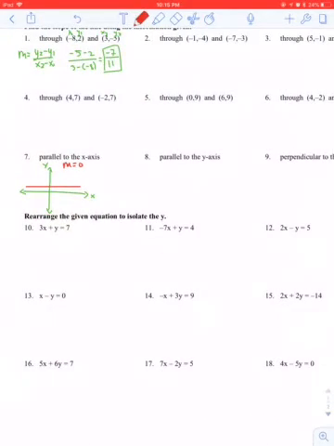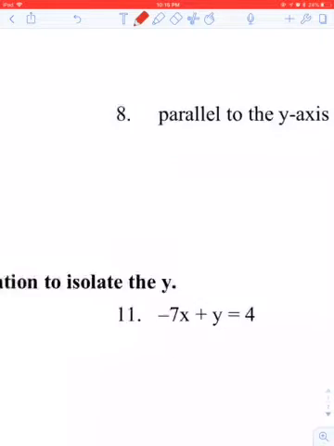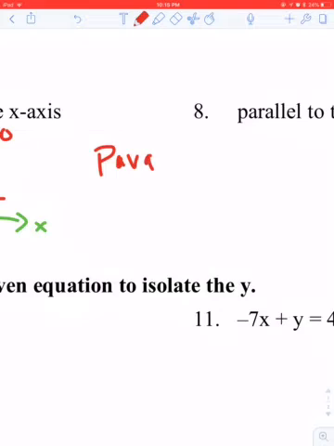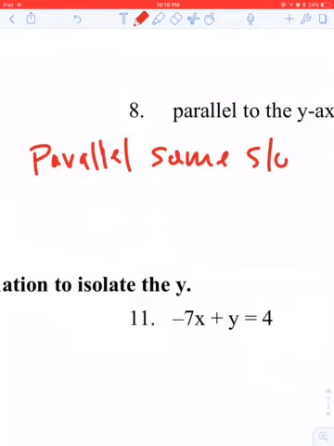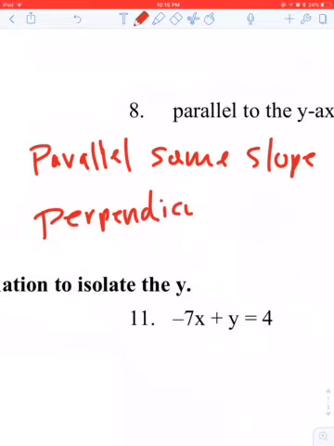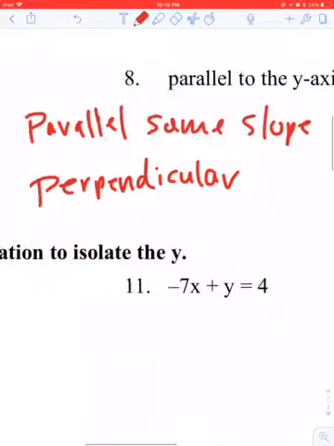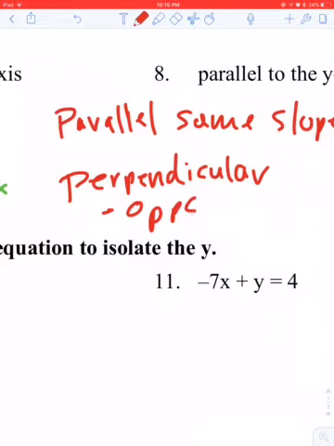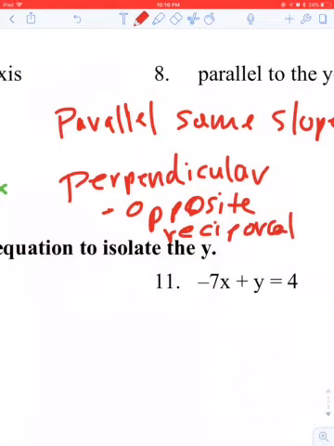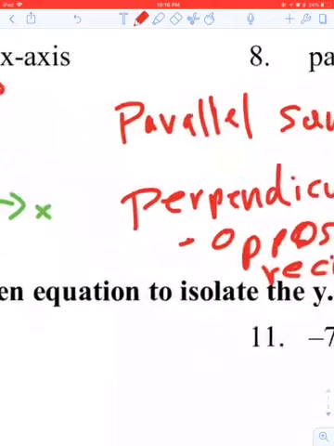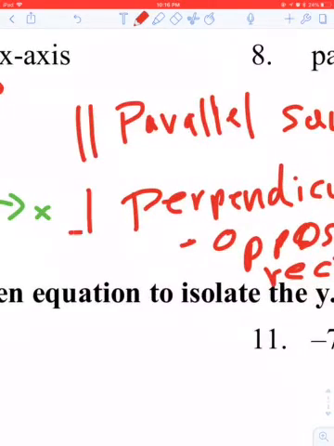Remember, parallel is same slope. And perpendicular, that is the opposite reciprocal. What that means is you take the fraction and you flip it, so the bottom number goes to the top, the top number goes to the bottom, and you change the sign. So again, this is parallel, this is perpendicular.